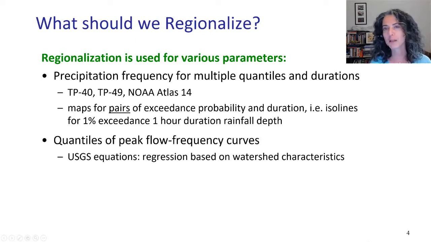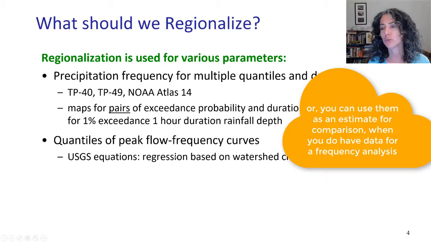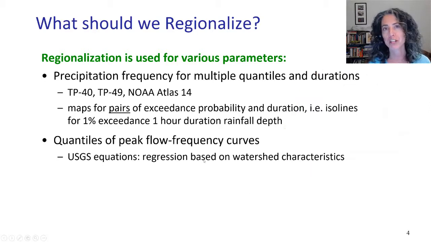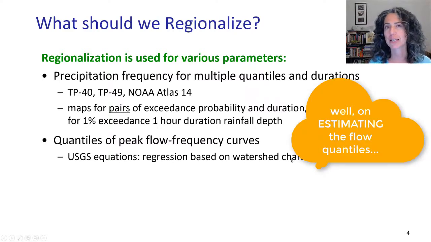Okay, next we have quantiles of peak flow frequency curves. So USGS has developed regression equations for peak flow frequency quantiles, like the 1% event, that are based on watershed characteristics. These are to be used in locations where we don't have data, where we don't have a gauge. Each will be a regression equation for, say, the 1% flow based on characteristics of the watershed. By looking at maybe basin area and channel slope, we'll be able to predict the 1% value. These regression equations are built on knowing the flow quantiles and watershed characteristics for sites that do have gauges.